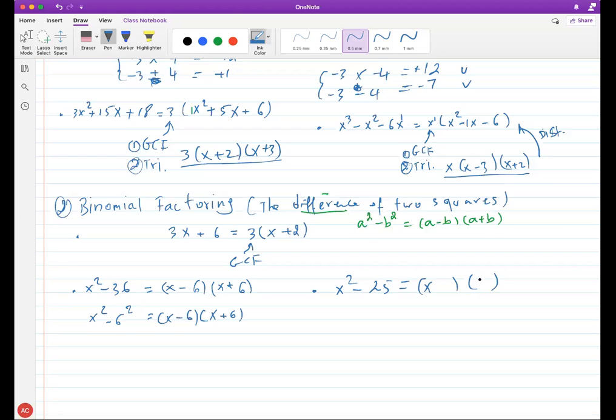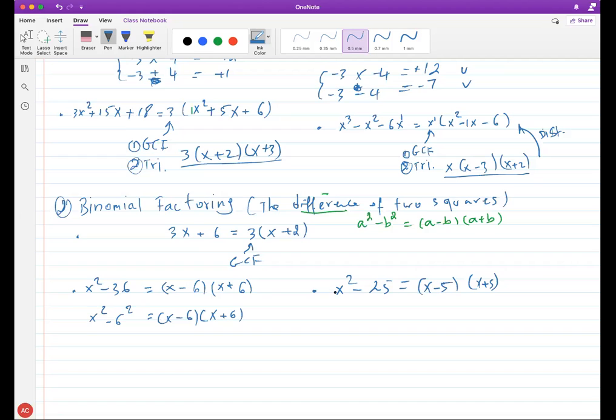So we can say x plus 5 times x minus 5. That's right. x plus 5, x minus 5. Okay, so again, you just need to get the 2 squares here, like this, and you can write this in one step. You don't have to go through this step. You can just write it right away. And again, if you distribute, you should get back to this.